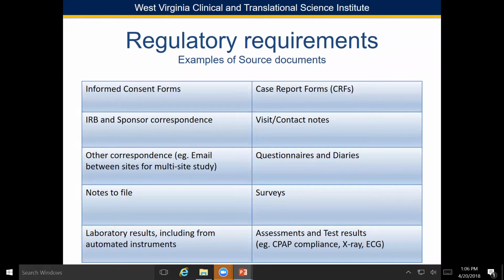So these are just some examples of source documents. Usually people refer to source documents in relation to case report forms and electronic health records, but it's important to keep in mind that this also includes informed consent forms, IRB and sponsor correspondence, and any other correspondence. For example, for multi-site studies, this would include correspondence between the sites, any notes to file, laboratory results, visit or contact notes, questionnaires and diaries that were completed during the study, surveys, and also all the assessments and test results.